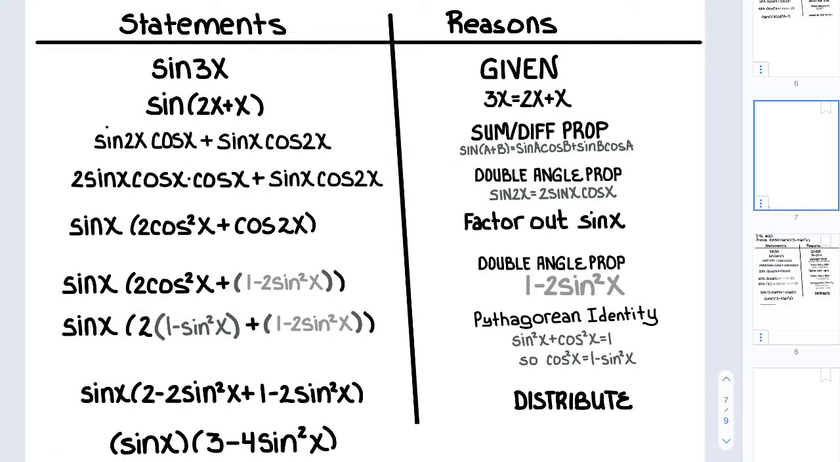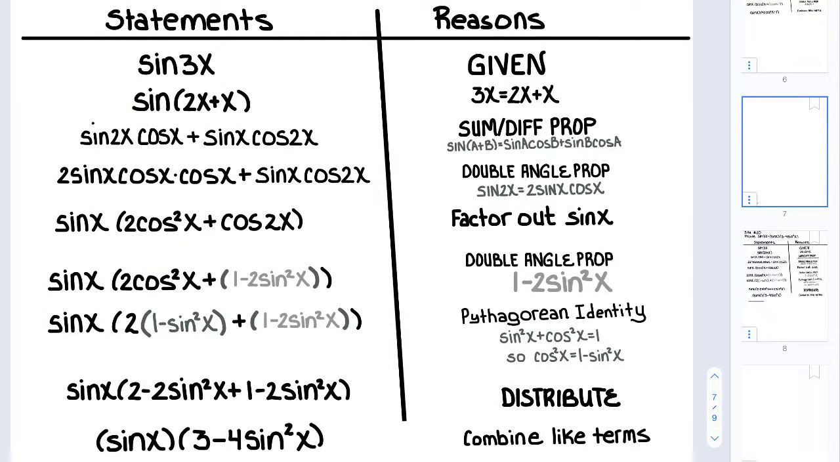All we have left is a little bit of simplifying, so I distributed the 2 through 1 minus sine squared of x. Combining like terms, 2 plus 1 is 3, and negative 2 sine squared of x minus 2 more sine squared of x's, we get negative 4 sine squared of x.